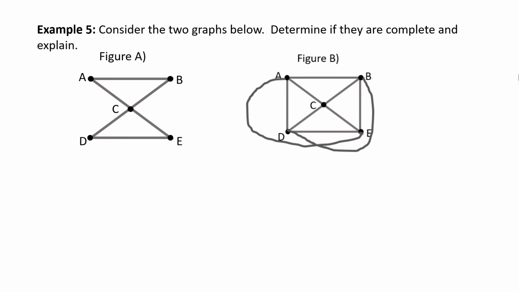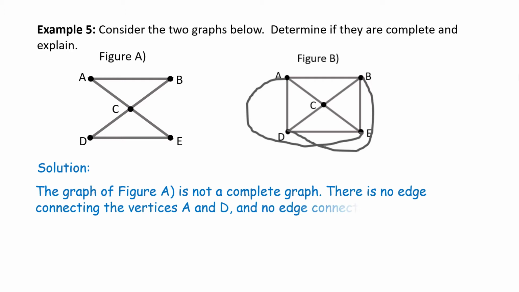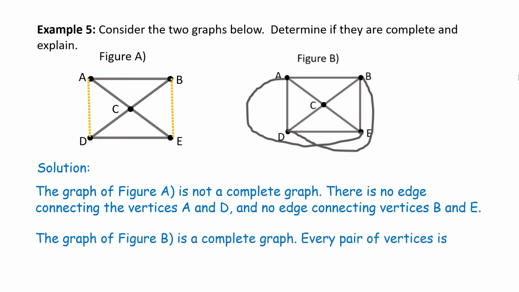Example, consider the 2 graphs. Determine if they are complete and explain. We'll begin. The graph of figure A is not a complete graph. There is no edge connecting the vertices A and D, and no edge connecting the vertices B and E. The graph of figure B is a complete graph. Every pair of vertices is connected by an edge.